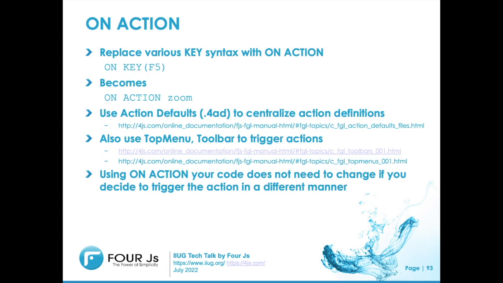We also have the concept of centralizing actions via the onAction syntax. This is where you've replaced lots of key syntax with onAction. So on key F5 becomes on action zoom. You use action defaults or the 4ad default to centralize your action definitions. And then you have various means to trigger actions, so not just buttons, but clicking on images. But you've also got things like top menus and toolbars where you can trigger actions. By using onAction instead of this key syntax, your code does not need to change if you decide to trigger the action in a different manner.